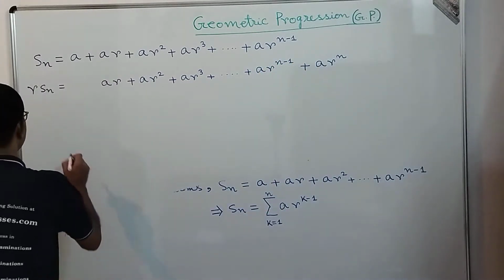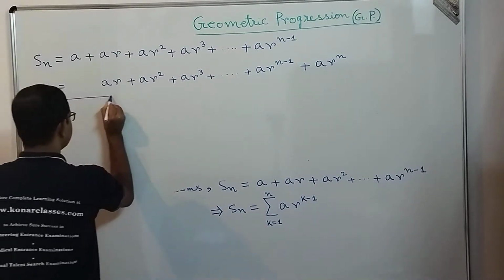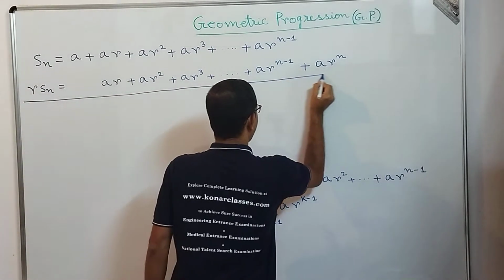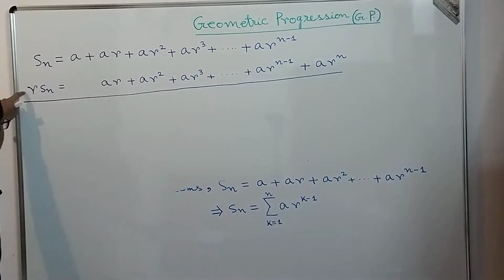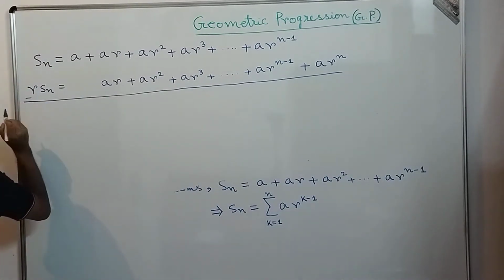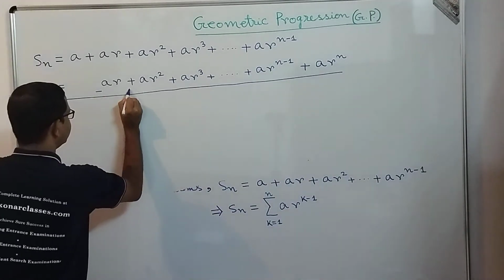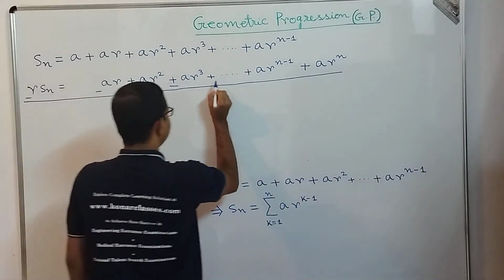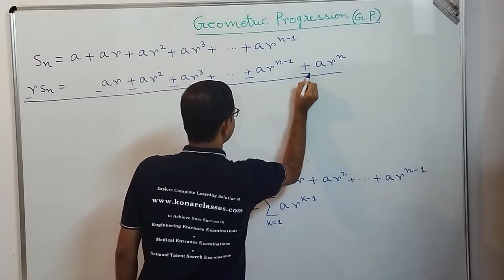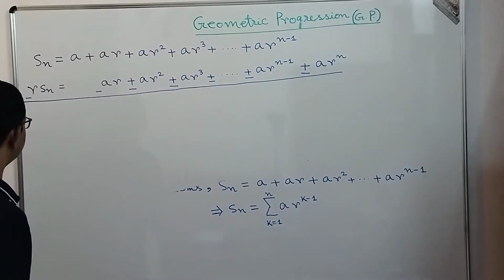Fine. Then what we are going to do, dear students? So we are going to subtract the second one from the first one. That means what? So we put a minus sign here, minus sign here, minus sign here, minus sign here. In that way we put this minus sign, correct? Then what we will see, dear students?